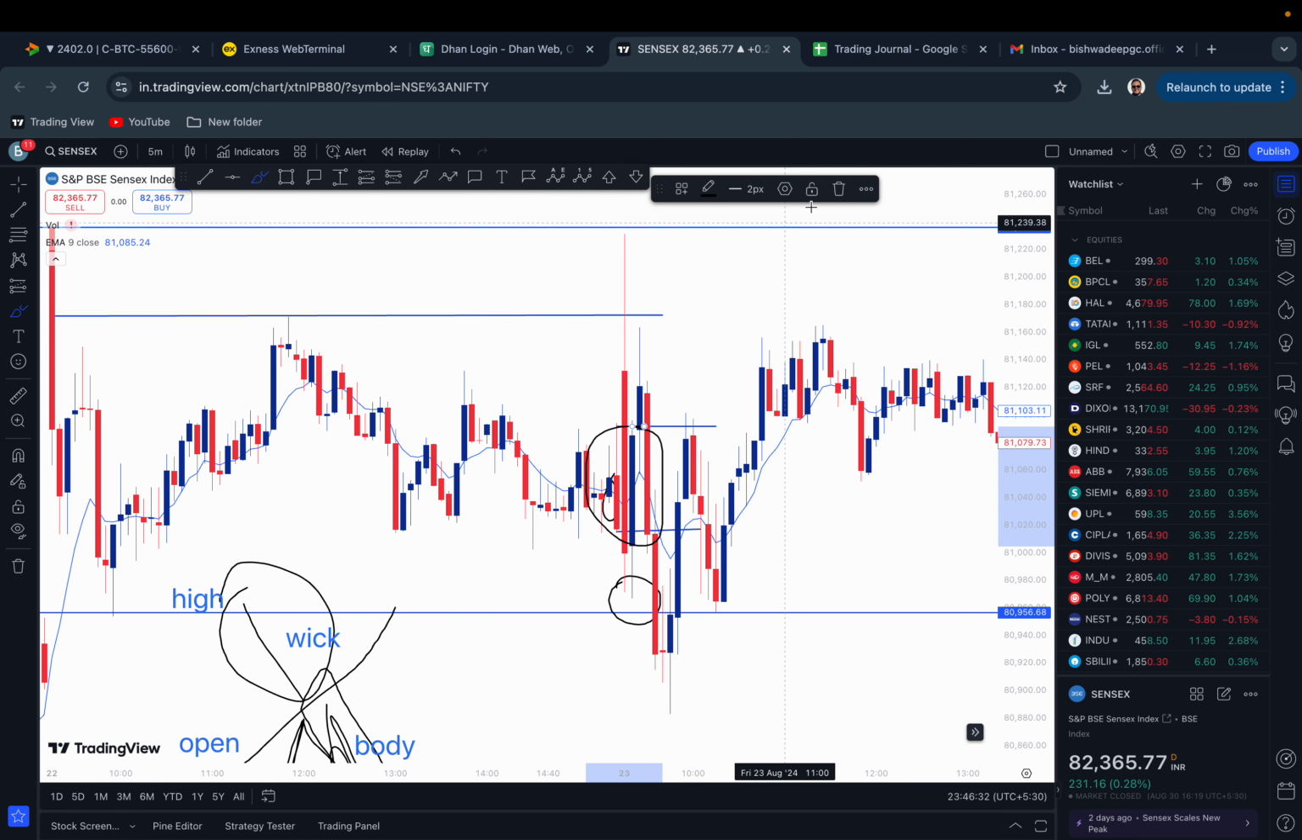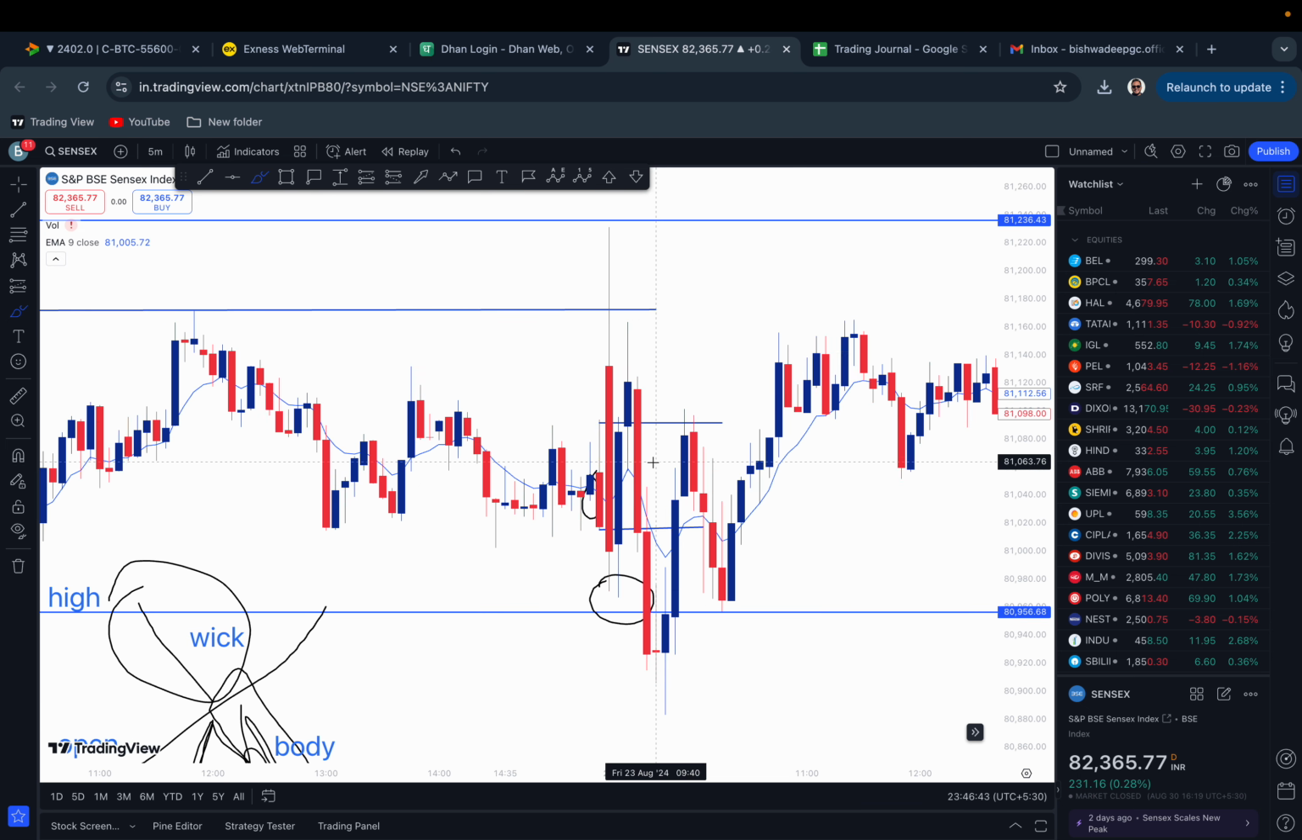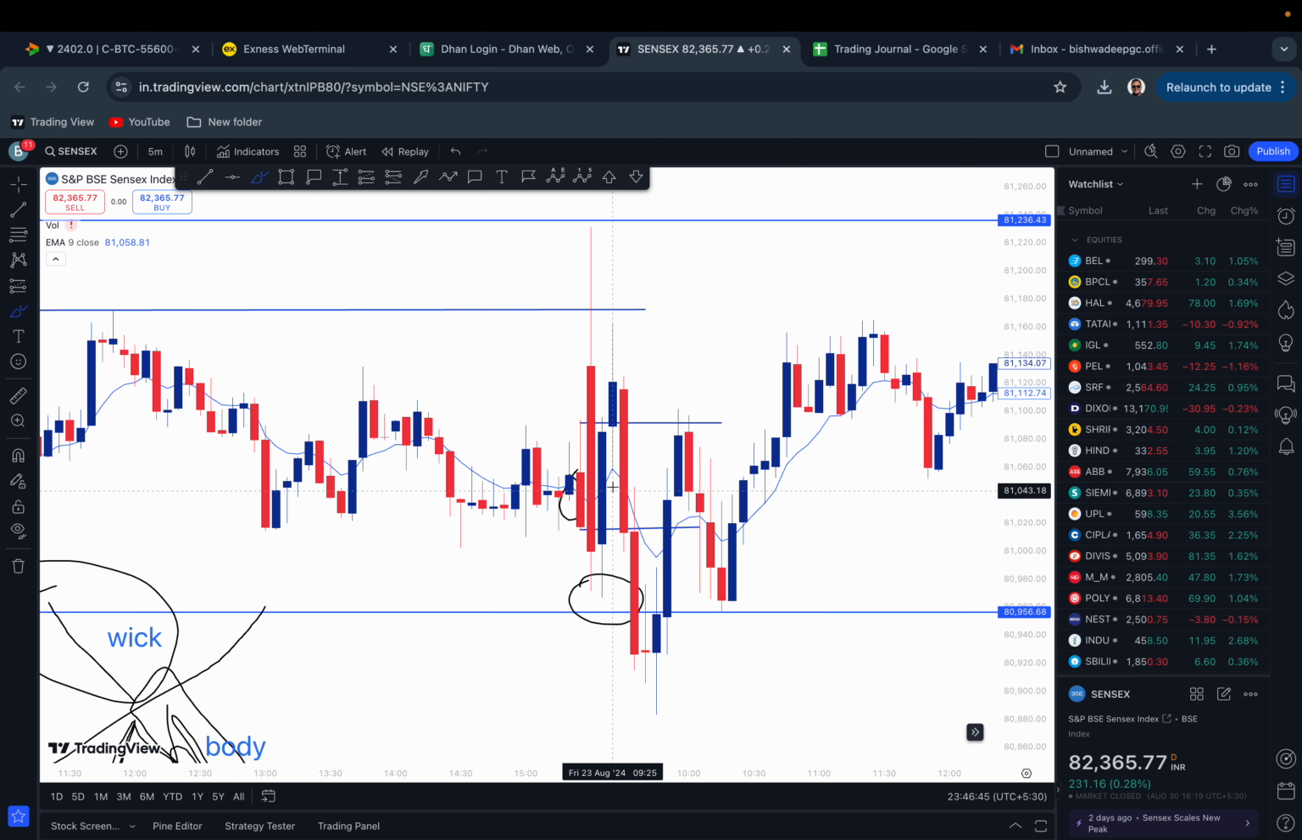And after that, what happened? After that, a similar bullish candle formed, but with long wicks. When there are long wicks, a long wick on the downside means the buyers are coming in, and a long wick on the upper side means the sellers are coming in. So there's a whole lot of confusion in this market right now.